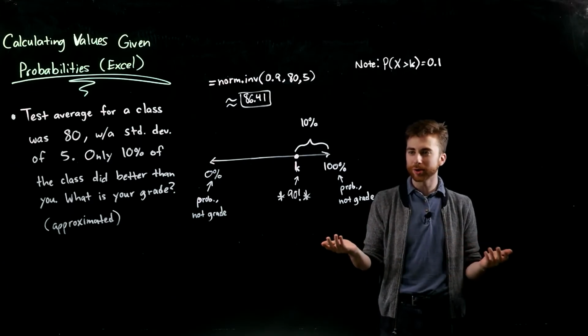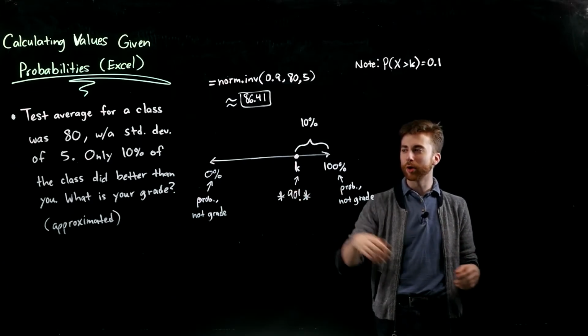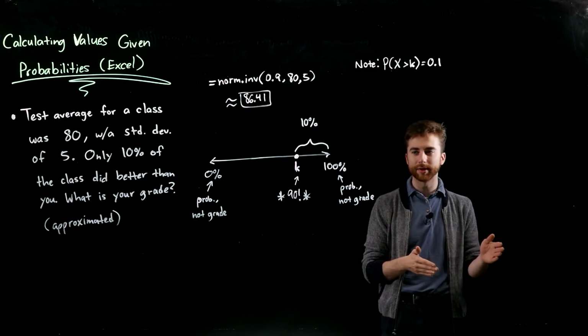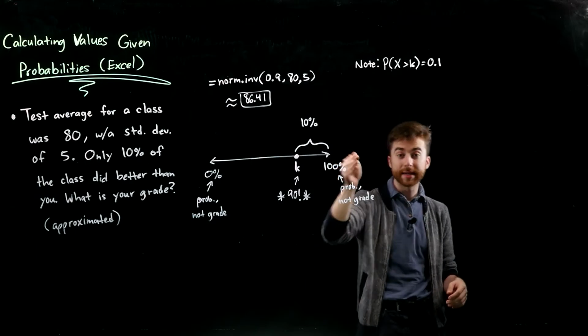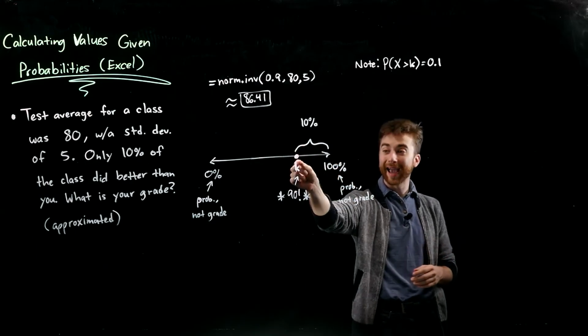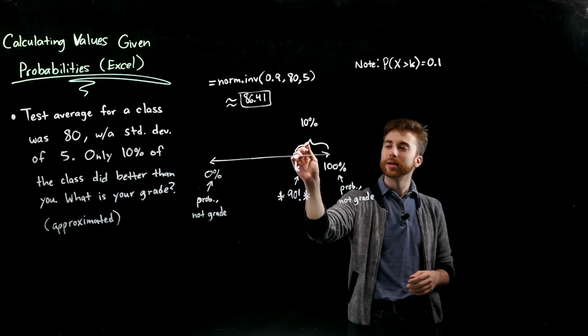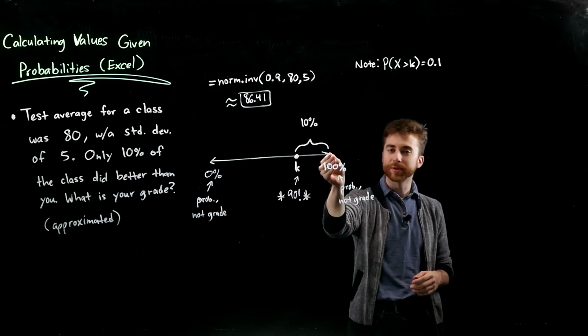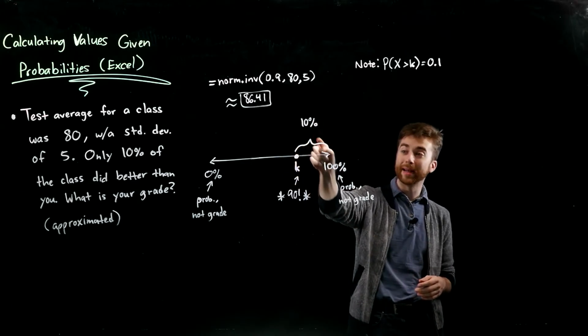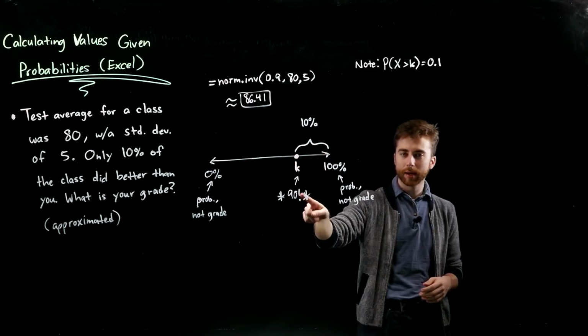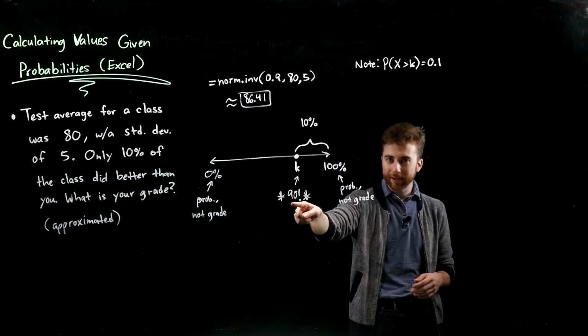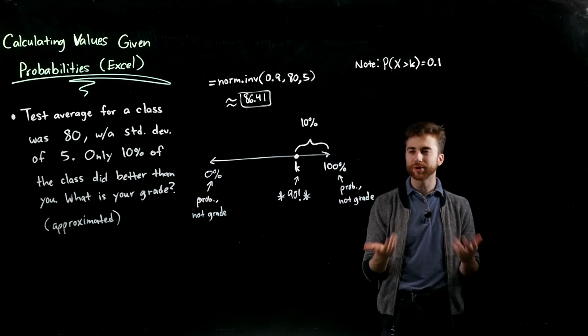Long story short, if I know that only 10% of the class did better than me, meaning that if we're sitting at 100%, I go 10% back, and k is going to be sitting right here. So k is here and 100% is here, meaning that this remaining 10% is who did better than you. So what is k sitting at? It's sitting at the 90% mark, the 0.9 right there. So that's pretty much how you find the probability.